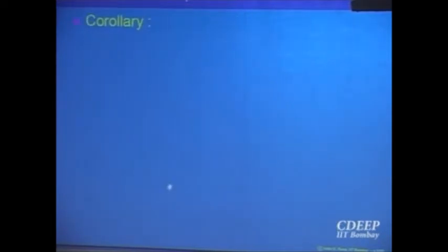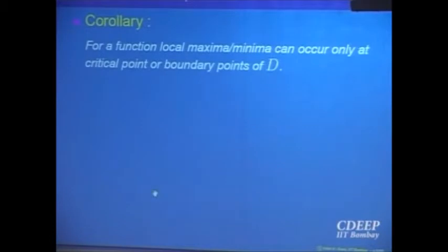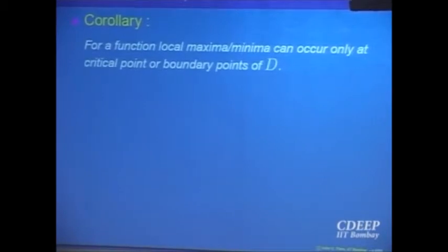Okay. So now you can just state a corollary that for a function, local maximum or minimum can occur only at critical points or the boundary points. Is that clear? That follows obviously from the definitions that we have put, right? Like in one variable. So nothing more to be said.